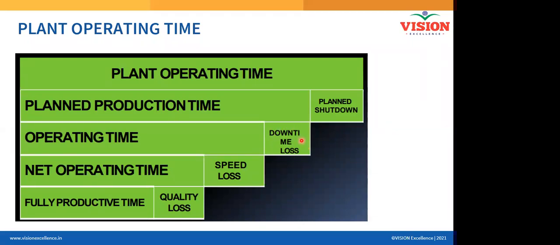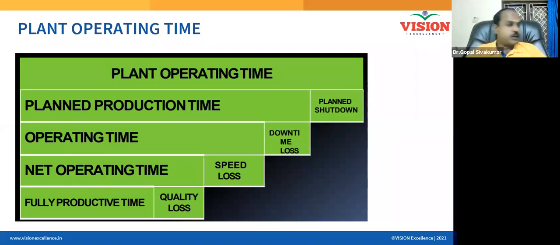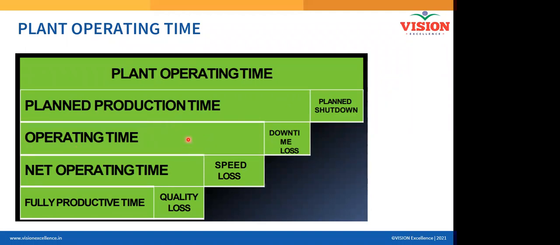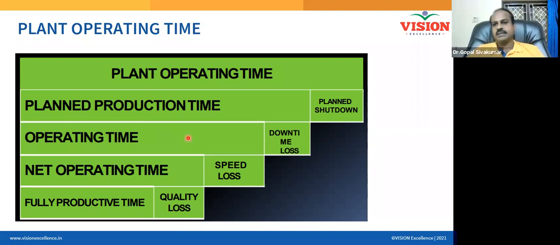1 hour. Your production time is already 6.5 hours. Now 1 hour is lost. So what is the operating time actually? 5.5 hours. This 5.5 hours is called operating time.